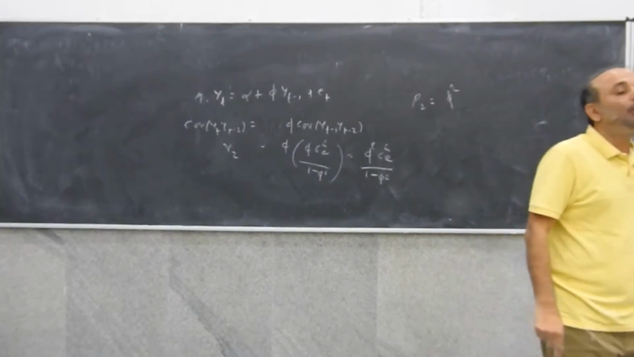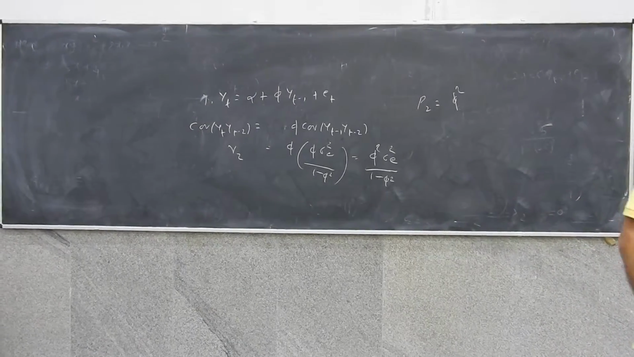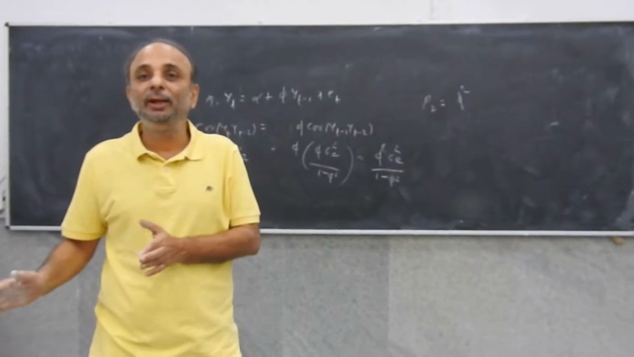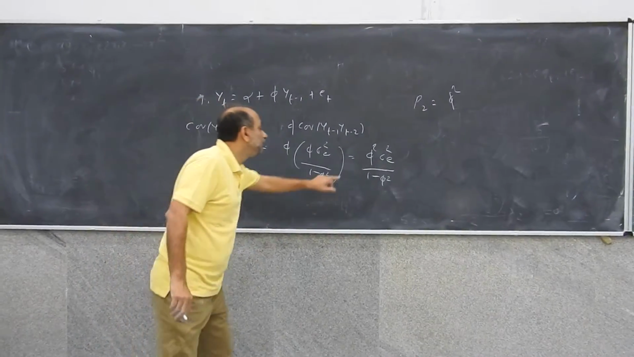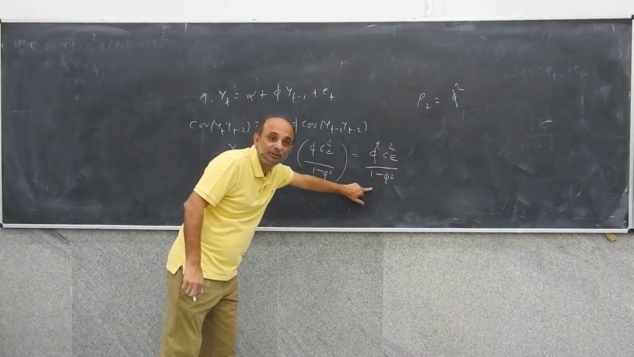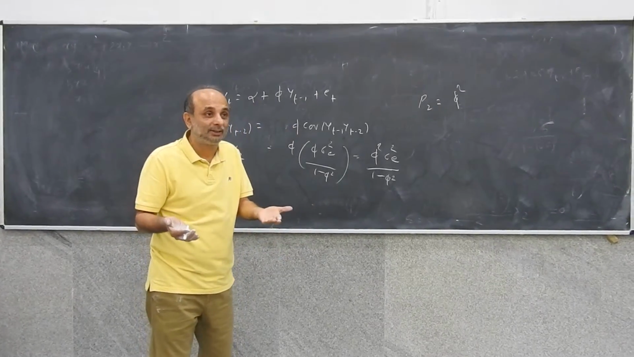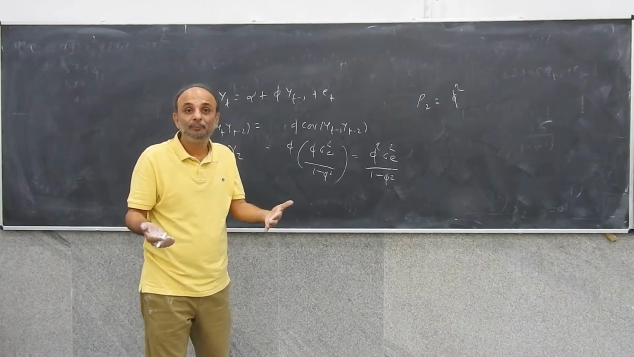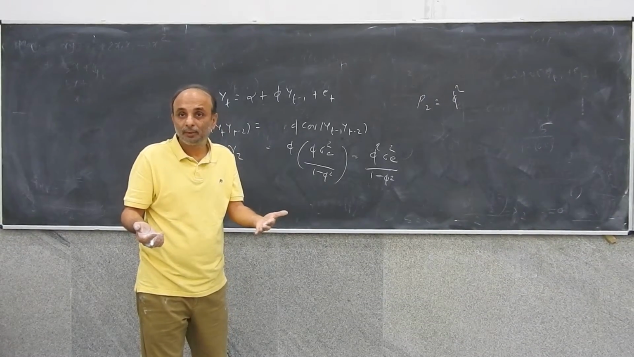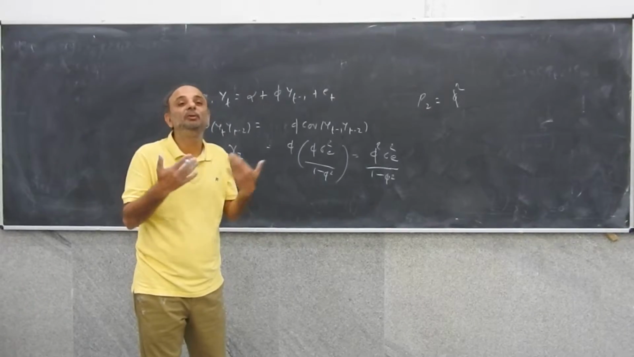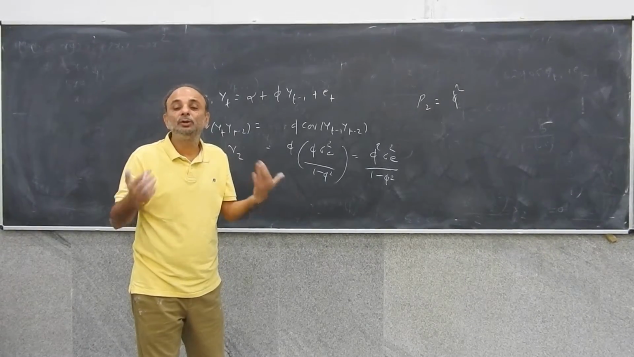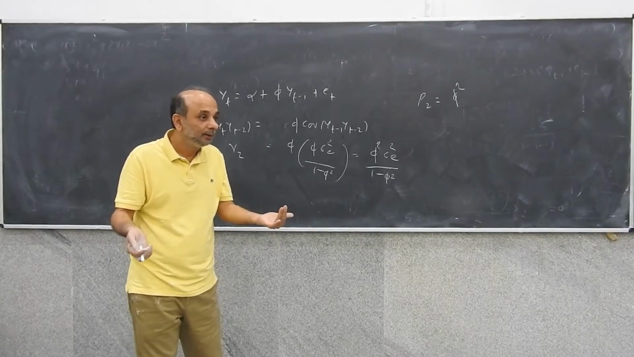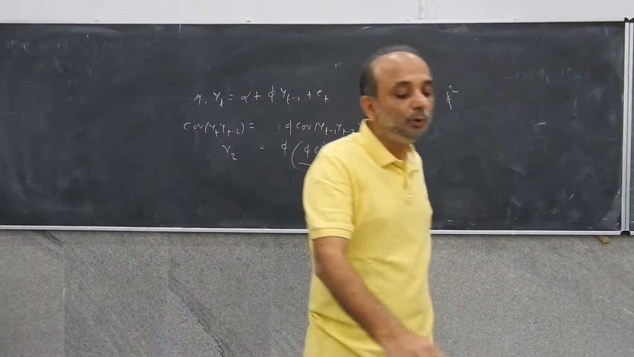Right? Okay. Now from this you should tell me what will be the covariance at lag 3? yt minus 3. This will be phi cube sigma square upon 1 minus phi square will be the autocovariance at lag 3. Autocorrelation at lag 3 will be phi cube. Autocorrelation at lag 4 will be phi raised to 4. Autocorrelation at lag 5 will be phi raised to 5, and so on. Right? Sure?